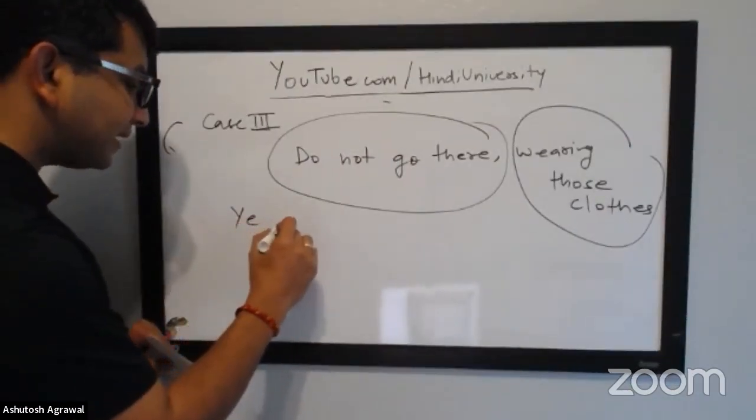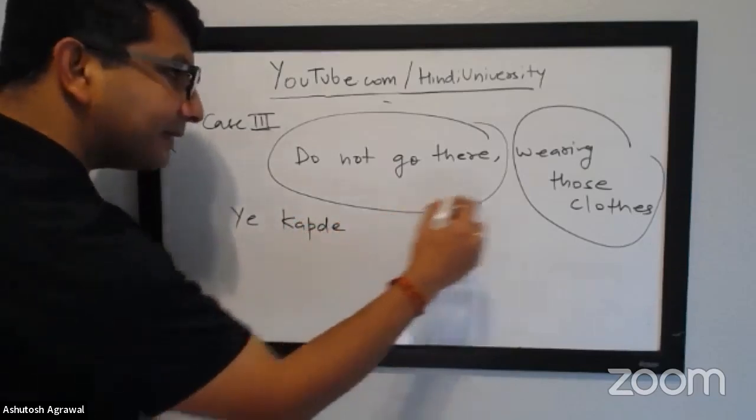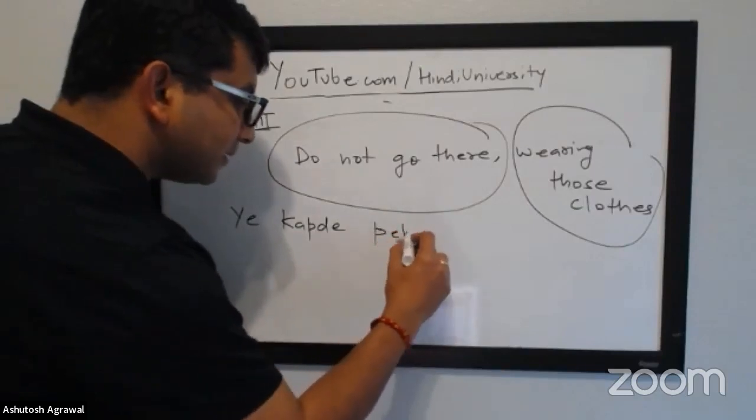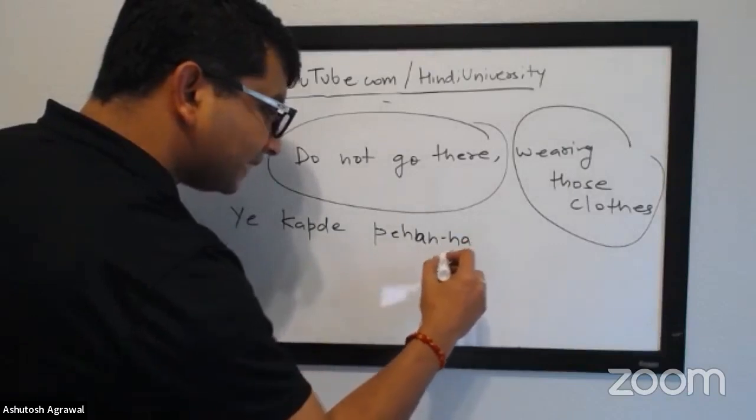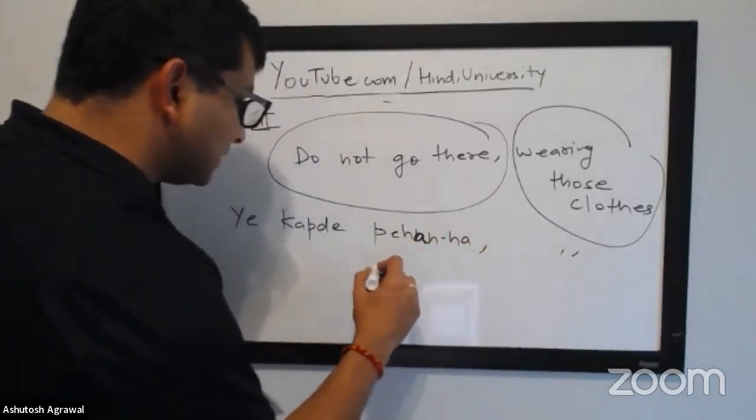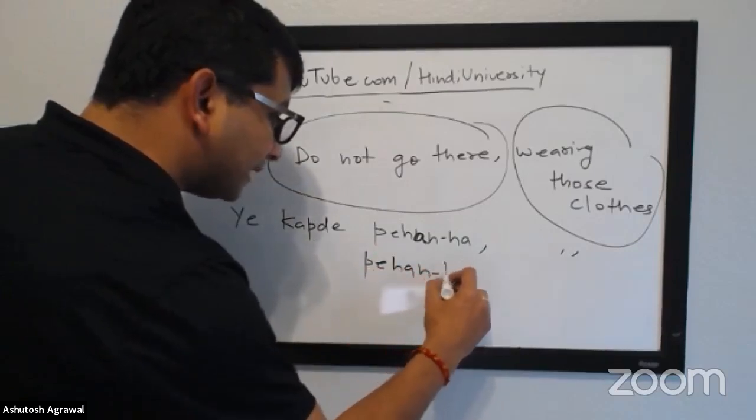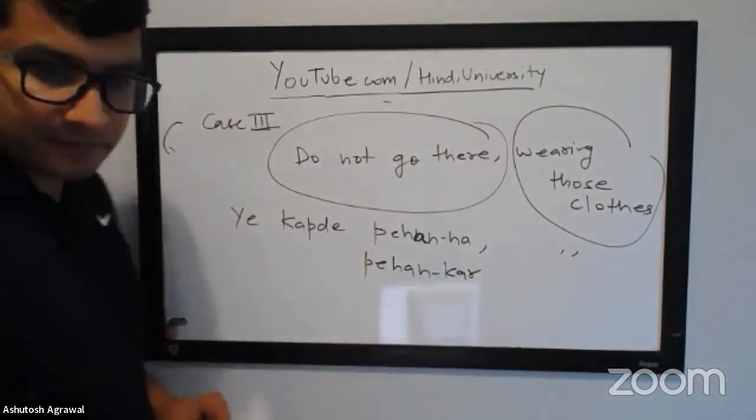ये कपड़े पहन के, I'm going to make it simple for you. ये कपड़े, and then wearing these clothes. So the verb is पहनना. Okay, पहनना, and then you write the second sentence. So ये कपड़े, it will become पहनकर, one word. Okay, ये कपड़े पहनकर, do not go there.